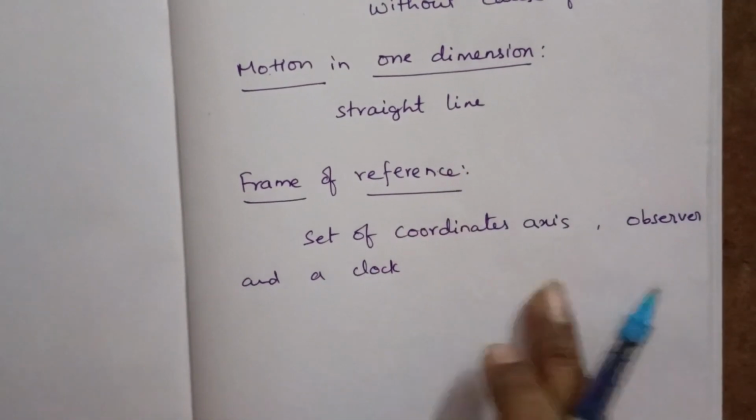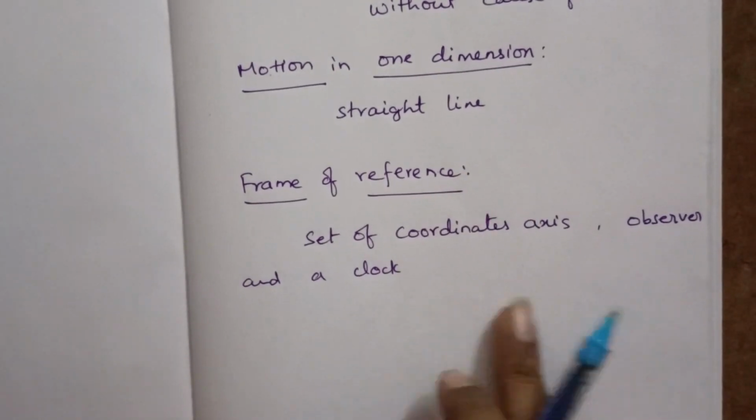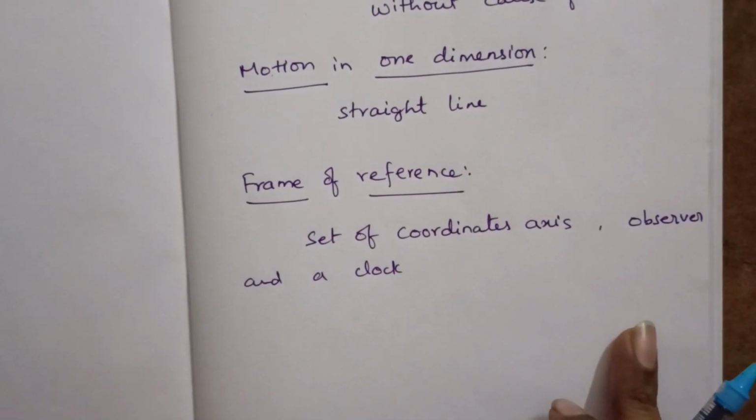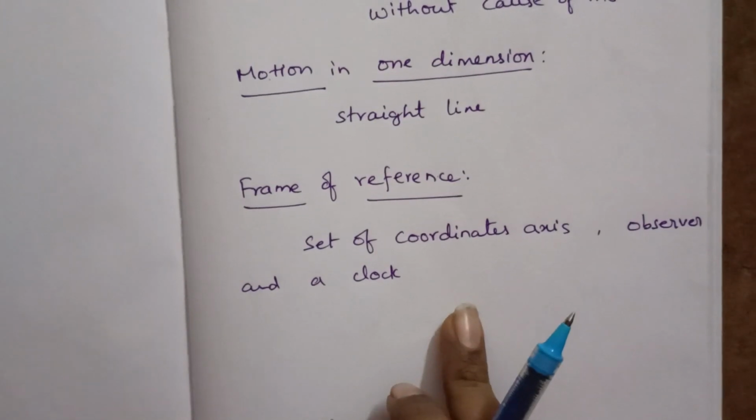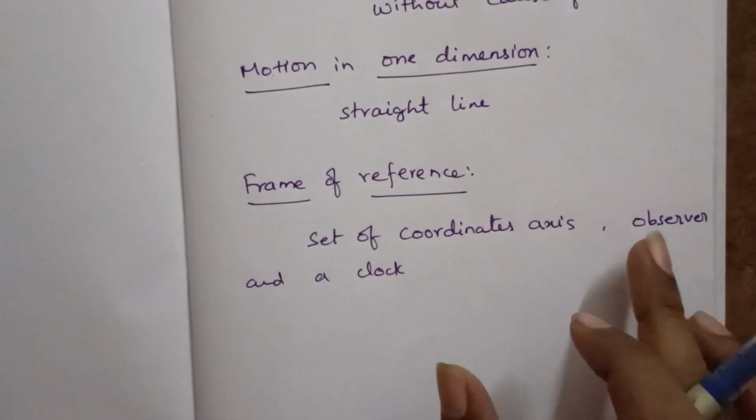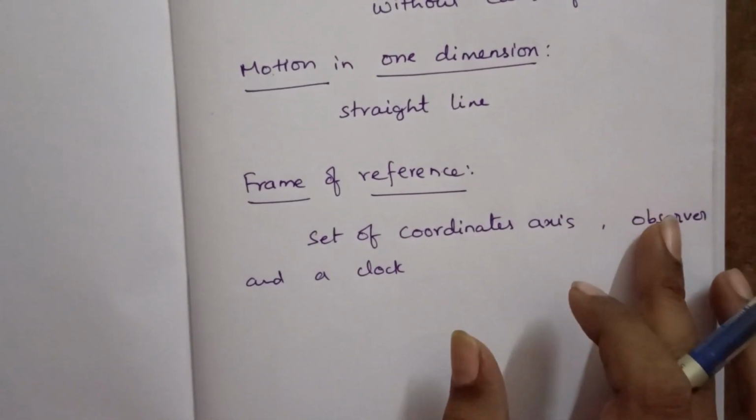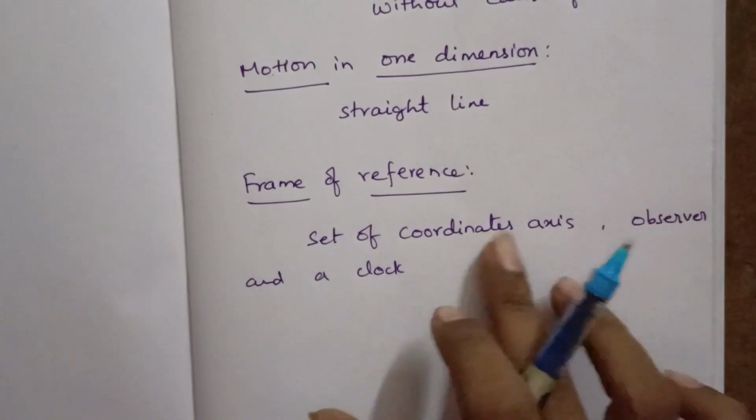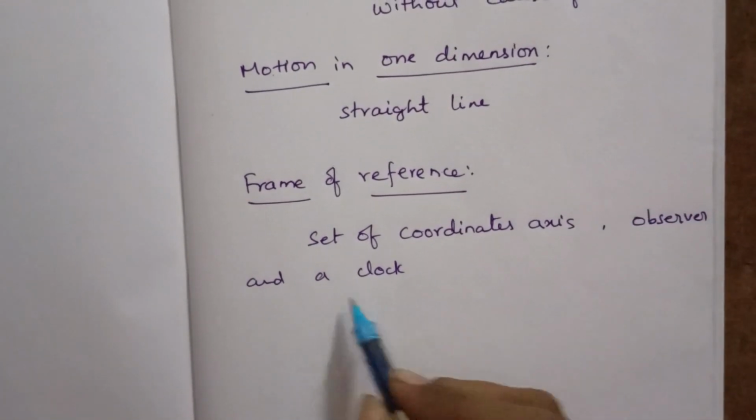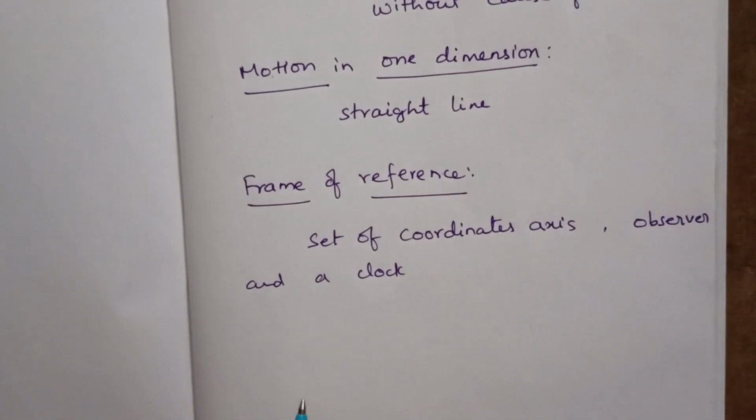So we need an x-axis and y-axis, like coordinate axes, and the observer we can take as the origin. So we need the origin, coordinate axes, and a clock to define the time.